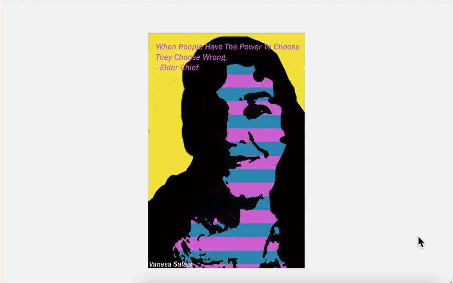Next up is Vanessa. Vanessa did The Giver. And so this is the Elder Chief. Really nice portrait here. It looks really good. I love this color palette that you chose. Really great. And I'm glad to see that you attempted to do the tutorial that I posted there.